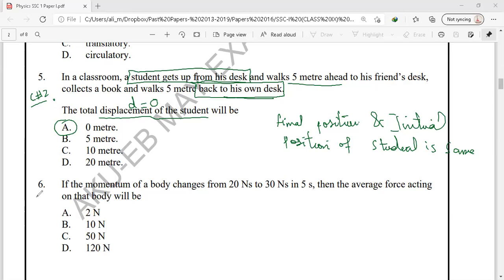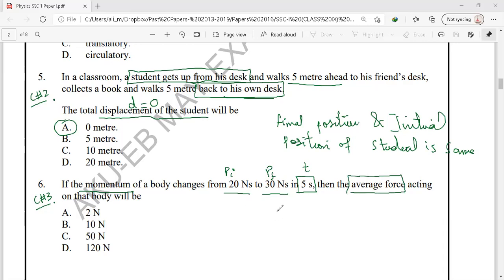Next, we have question number 6, that is from chapter number 3, Dynamics. If the momentum of the body changes from 20 Newton seconds to 30 Newton seconds, so Newton second is the unit of momentum. So this is our initial momentum and this is the final momentum. And the time taken by the body for this change in momentum is 5 seconds. So we have to calculate the average force that is acting on that body.